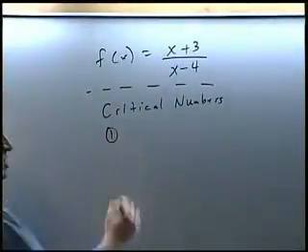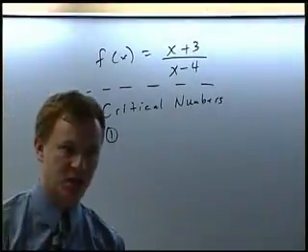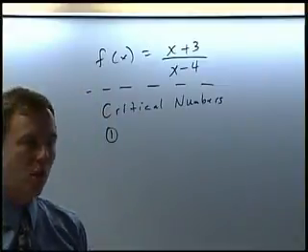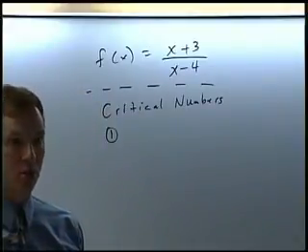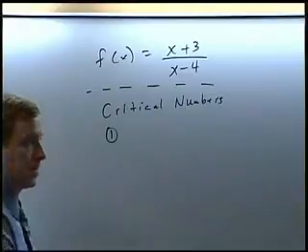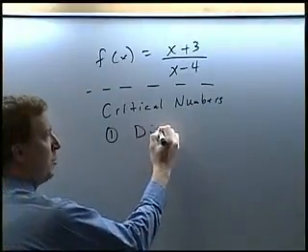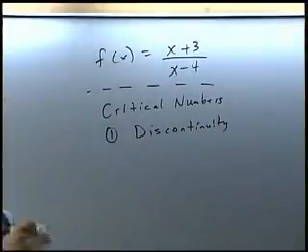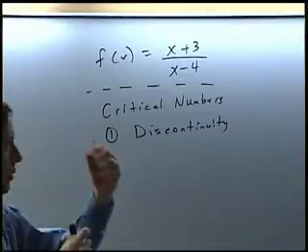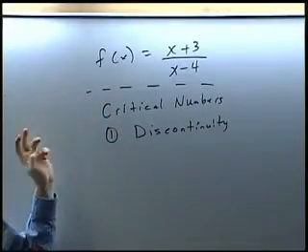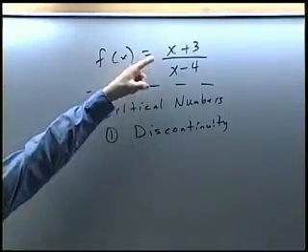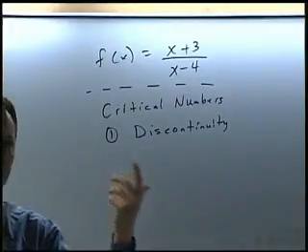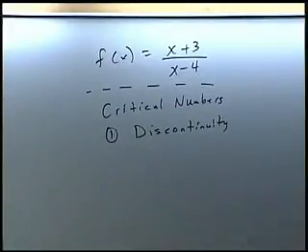Where were the two places we could find critical numbers last time? Where's one of the places we get critical numbers? Okay? Any place where there's a discontinuity in the graph. So if we have any jumps, any asymptotes, any of those types of things, that is a possible place where we could change from increasing to decreasing. Okay? Do we have any of those on this graph here? Do we have any places where we will have a discontinuity?